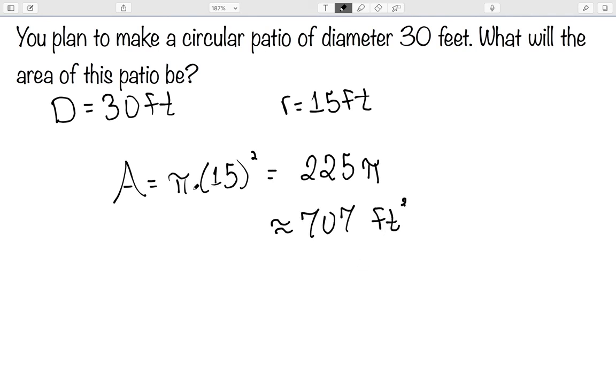So when you use this formula, make sure you square the value of the radius first and then multiply by pi. We definitely don't want to do 15 times pi first and then square. So we need to make sure we do our square of the radius first and then multiply by pi.